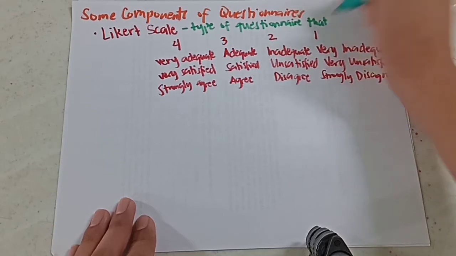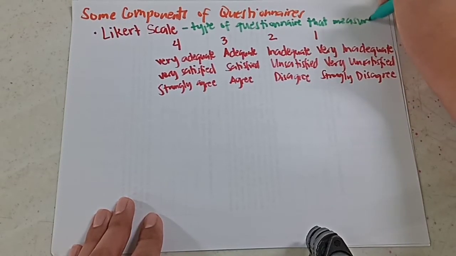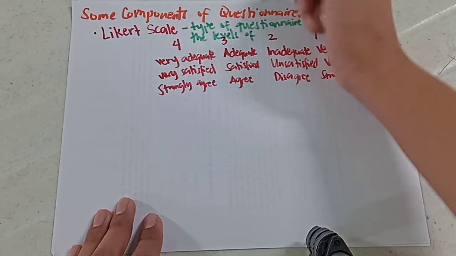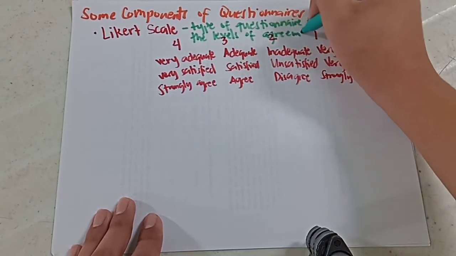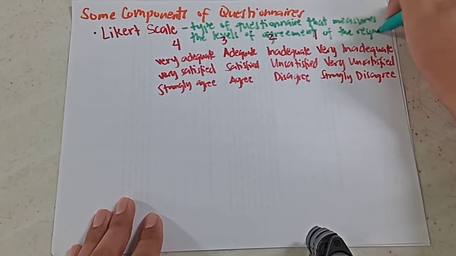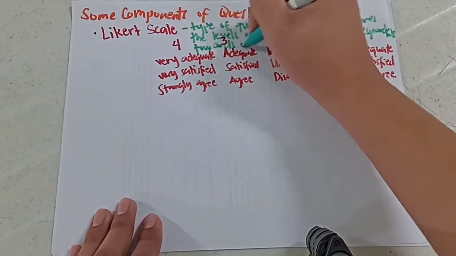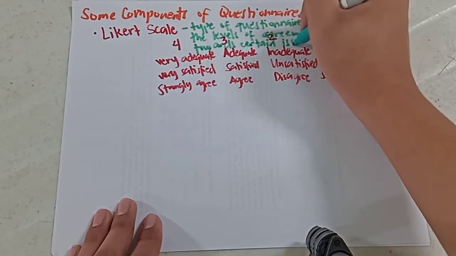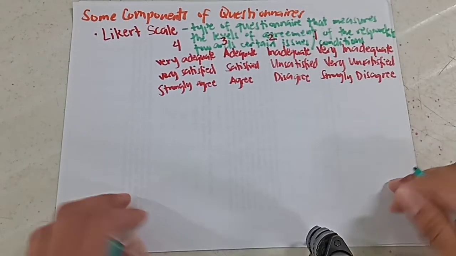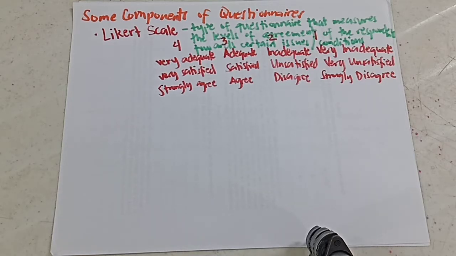It is a type of questionnaire that measures the levels of agreement of the respondents towards certain issues or conditions. So that is the Likert scale. It is a type of questionnaire that measures the levels of agreement of the respondents towards certain issues or conditions.